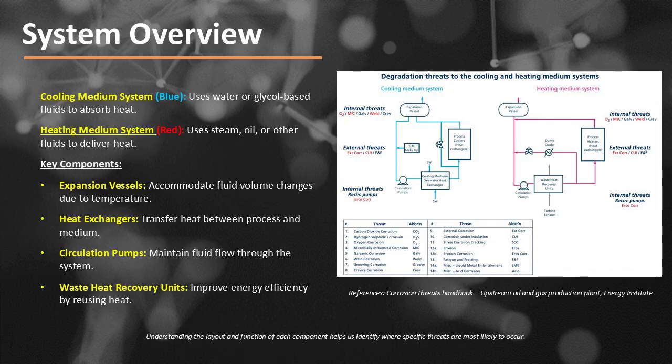The first is expansion vessels, which accommodate fluid volume changes due to temperature. The second is heat exchangers, which transfer heat between process and medium. The third is circulation pumps, which maintain fluid flow through the system, and the fourth is waste heat recovery units, which improve energy efficiency by reusing heat.